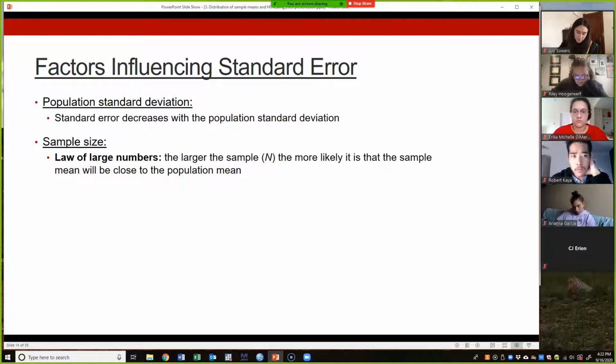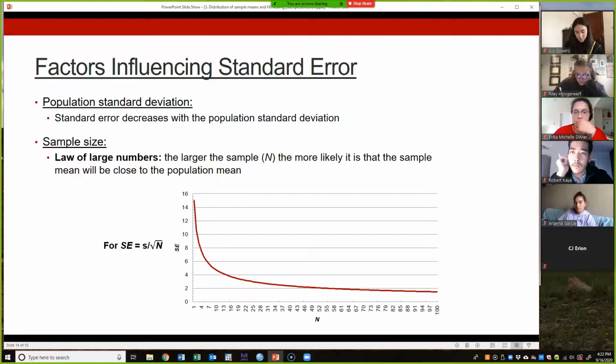Our law of large numbers says the larger the sample, the more likely that sample is going to be closer to the population mean. I'm just getting a bigger segment of the target population. It's going to give me a much more precise and much more accurate estimate of whatever it is I'm trying to get. And remember that our formula for standard error is just the standard deviation divided by the square root of our sample size.